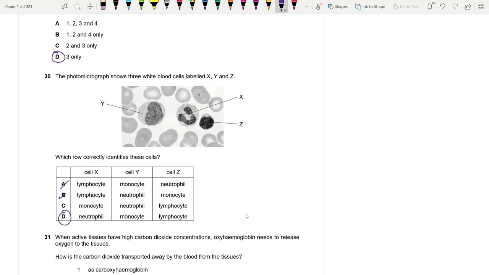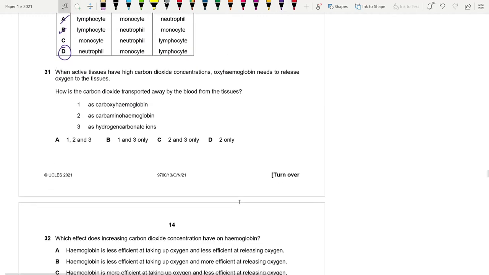30 should be D. Remember, if you see lobes, it's a neutrophil or a phagocyte. X is a neutrophil. Z, when you see a rim of cytoplasm, is a lymphocyte. And when you see a kidney-shaped nucleus, remember that it's a monocyte. Y is a monocyte. Easy. Last section of the video, 31.